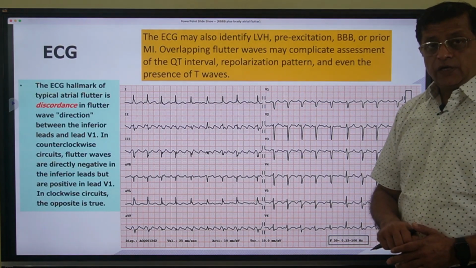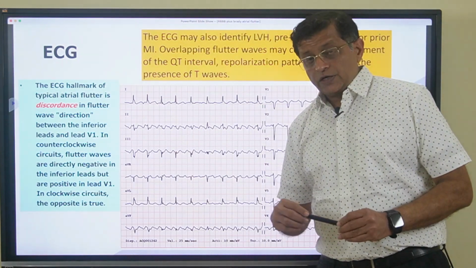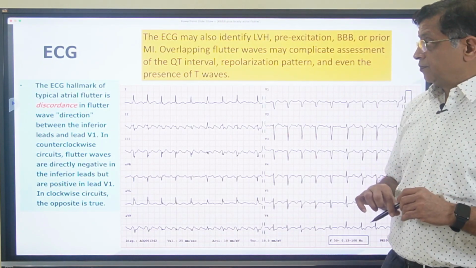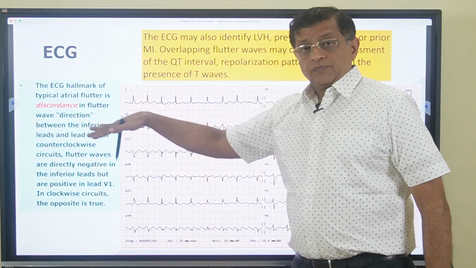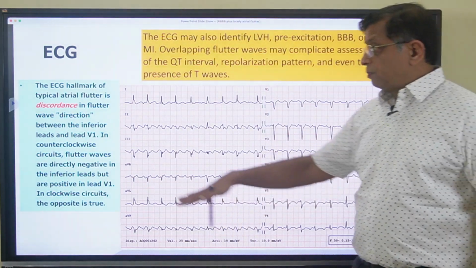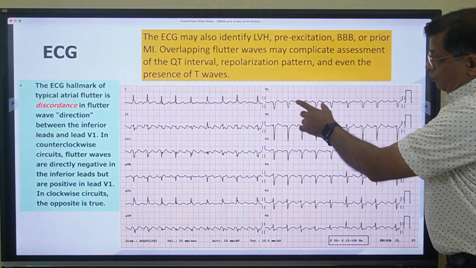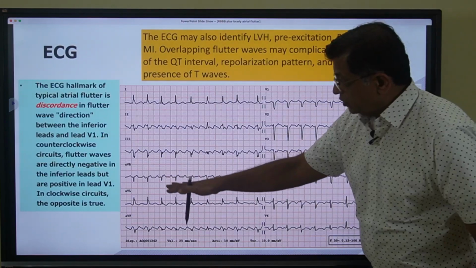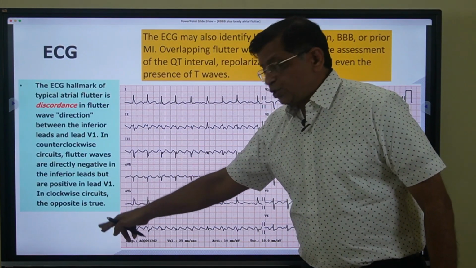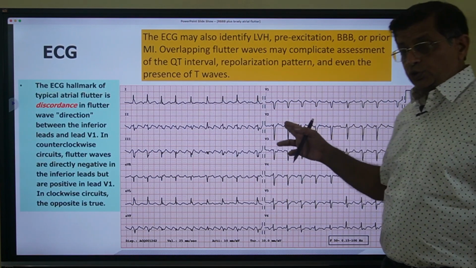We have discussed in detail the ECG changes in flutter, but here again we will revise the most common type of flutter, that is the typical counterclockwise flutter. So the hallmark will be no isoelectric line, a typical sawtooth appearance, number one. Number two, discordance in flutter direction. The flutter waves will be positive in V1, V2 and negative in inferior leads. In addition, there will be ventricular conduction at a regular sequence of 2:1, 3:1.